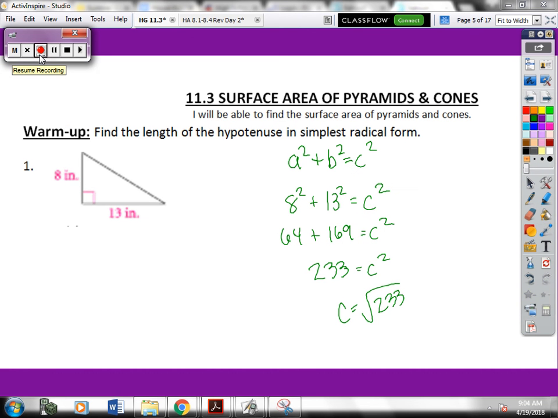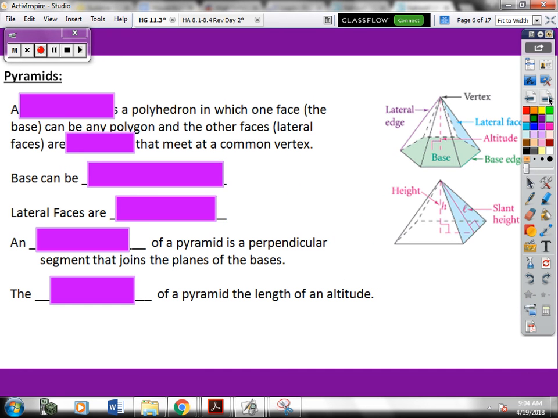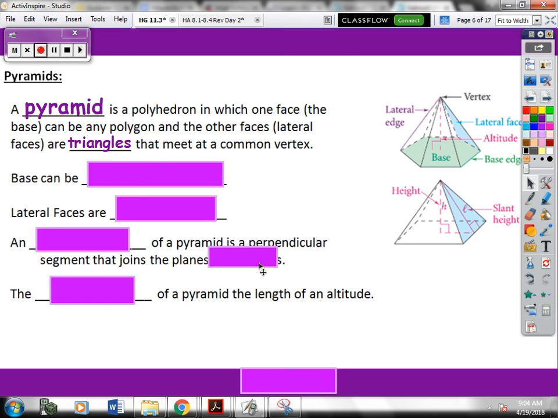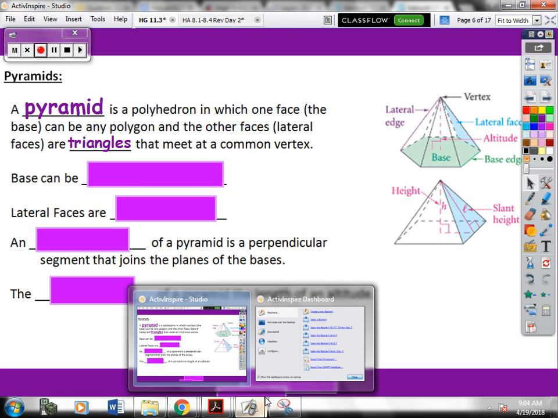Cones. So let's go over some of the vocab that will go along with these. A pyramid is a polyhedron in which you only have one base. Yesterday we had two bases, they were parallel. This one you only have one base. All the other lateral faces are what shape? Triangles. Yesterday the lateral faces were rectangles. Today they will be triangles.